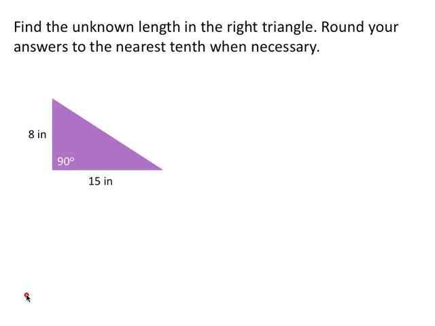We need to find the unknown length in the right triangle and round our answers to the nearest tenth. So this is our right triangle. The way you know that it's a right triangle is because it says 90 degrees down here. What we're going to be using is the Pythagorean theorem. And there's some formulas that go with that.